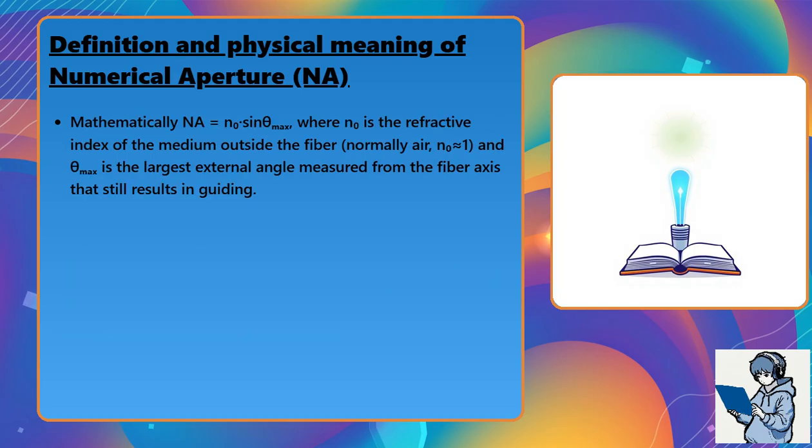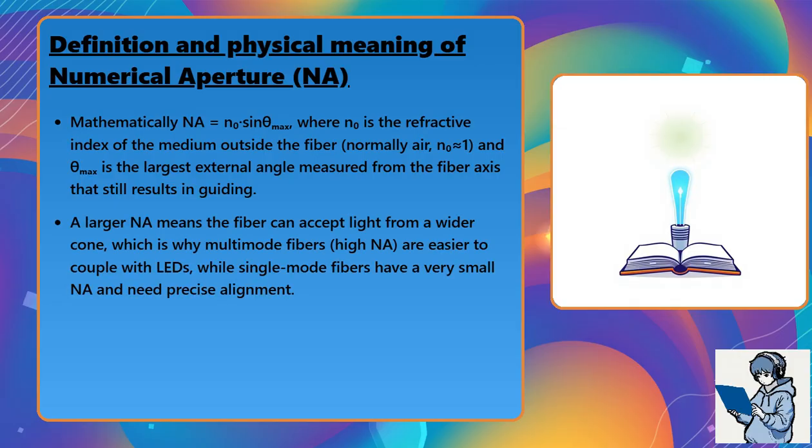Mathematically, NA equals n0 times sin theta max, where n0 is the refractive index of the medium outside the fiber, normally air, n0 approximately 1. And theta max is the largest external angle measured from the fiber axis that still results in guiding. A larger NA means the fiber can accept light from a wider cone, which is why multimode fibers with high NA are easier to couple with LEDs, while single-mode fibers have a very small NA and need precise alignment.